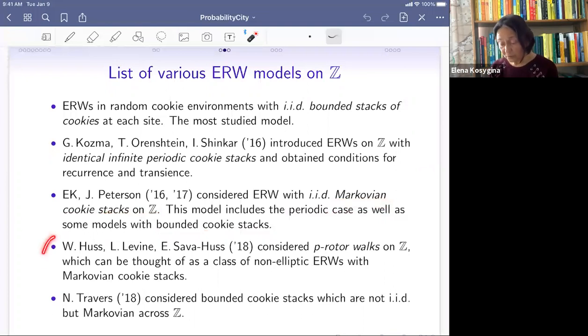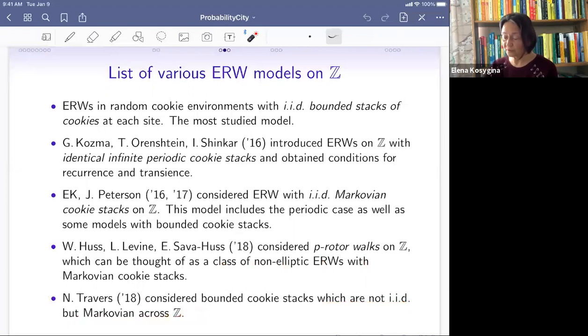And there is a curious model of p-rotor walks on Z. I'm mentioning it because it's a degenerate, non-elliptic excited random walk with Markovian cookie stacks. It's representative of the same model, but it's not covered by our results because of degeneracy. And then Nick Travers considered bounded cookie stacks, which are not IID from site to site, but Markovian. There is a stationary Markov process across Z.